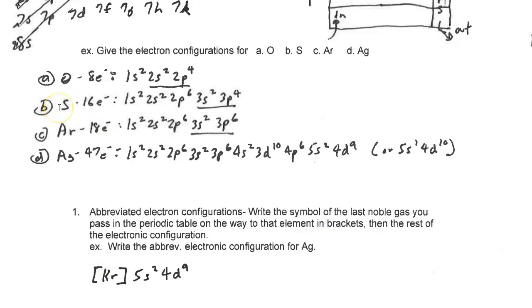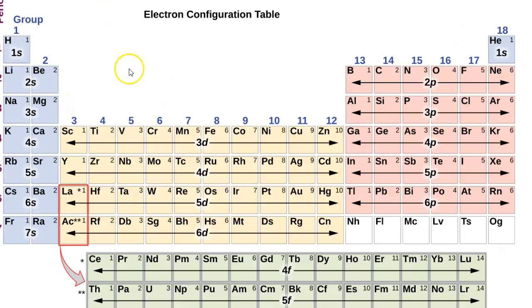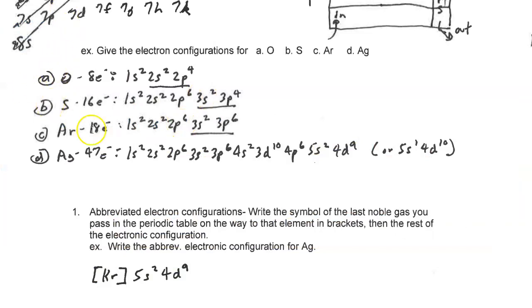So if I want to do sulfur, for example, then here's sulfur. The last noble gas, I guess, is neon, before I get to it. So I'd write neon, that would take care of these 10, and I'd write 3s2 3p4, and there you go. So this is really handy when you're dealing with really long ones, because this can get really long. The shorter ones usually you just write them on out.